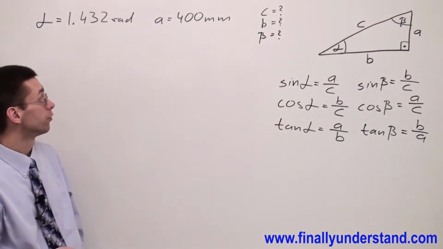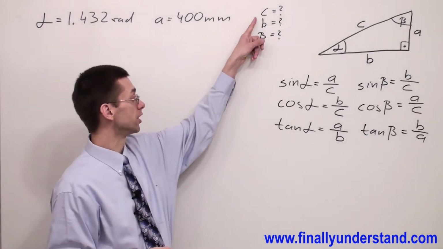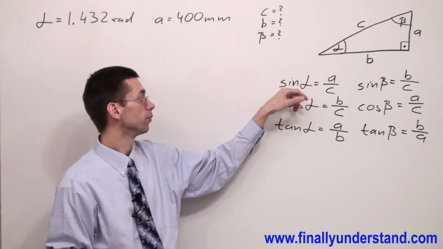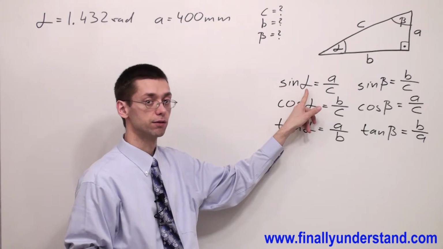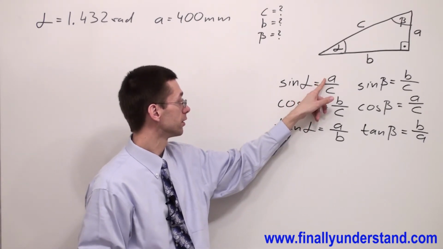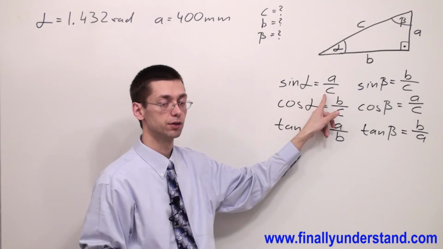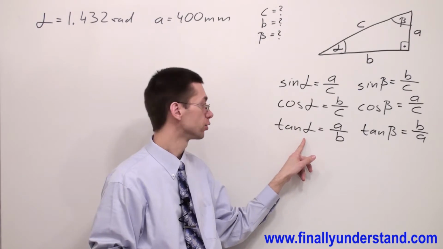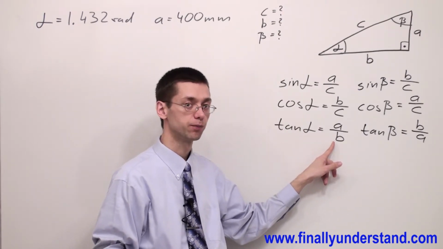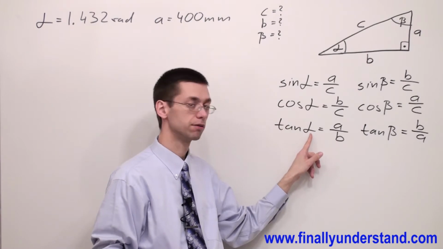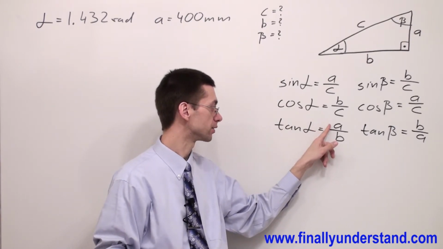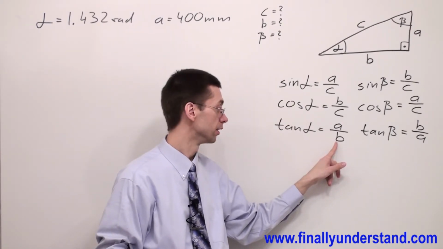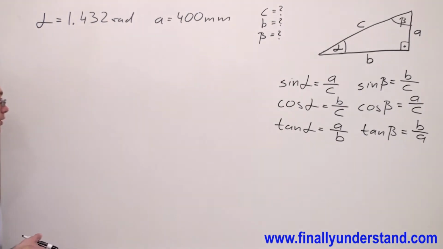I'm going to find length of side C by using sine of alpha. Why? Because angle is given, side A is given, I can find the length of side C. Also, you can use tangent alpha to find length of side B. Okay? Because alpha is given and side A is given, I can rearrange this formula and I can find length of side B. But as I said, I'm going to use sine alpha.